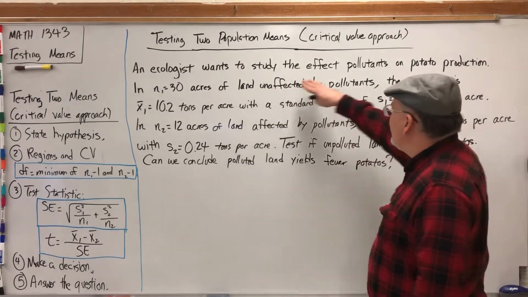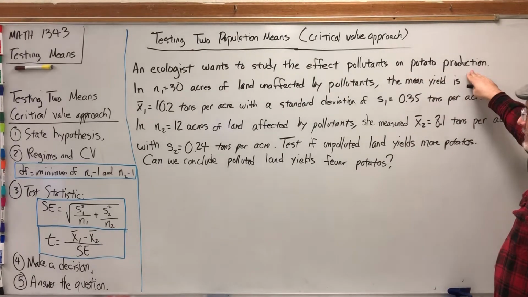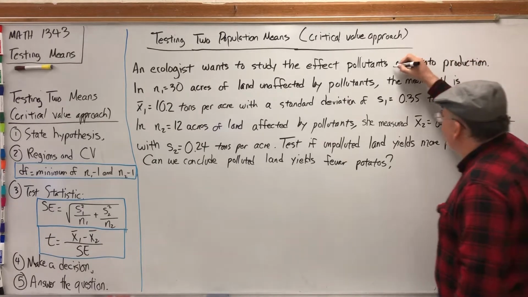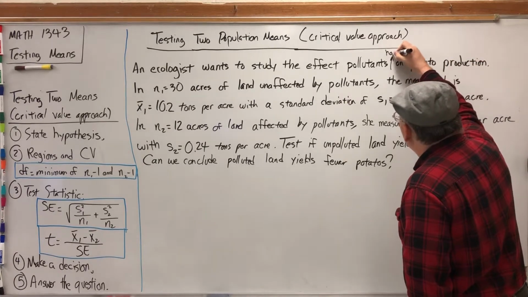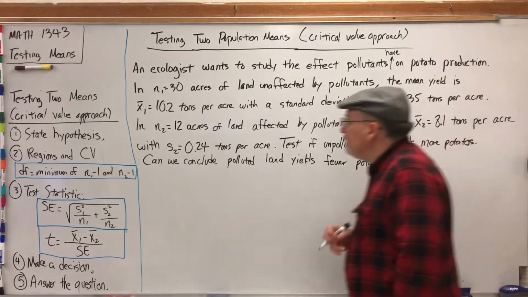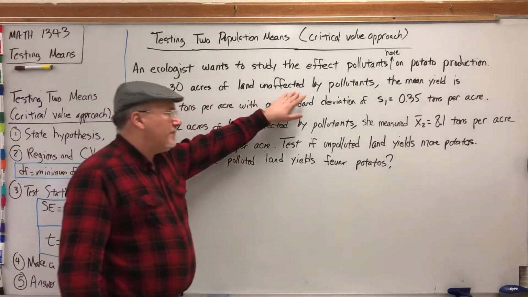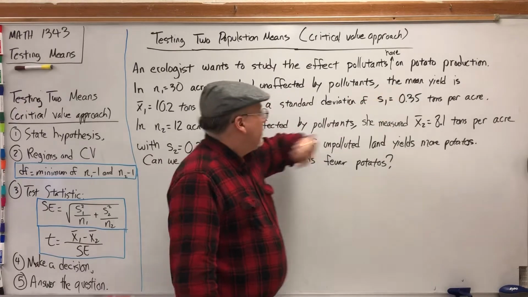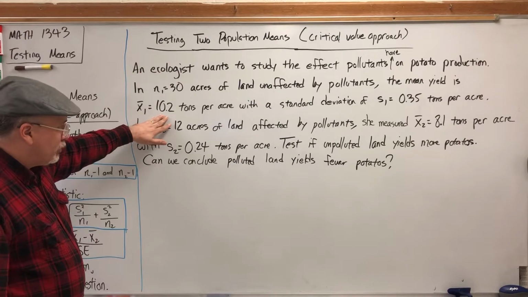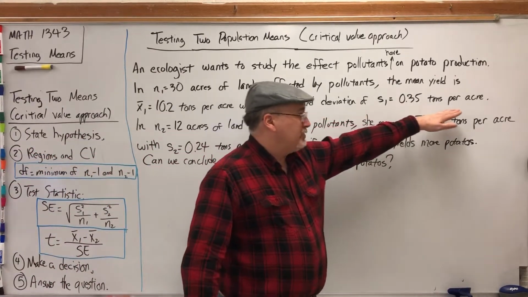An ecologist wants to study the effect pollutants have on potato production. In n1 equals 30 acres of land unaffected by pollutants, the mean yield is x bar 1 equals 10.2 tons per acre, with a standard deviation of s1 equals 0.35 tons per acre.